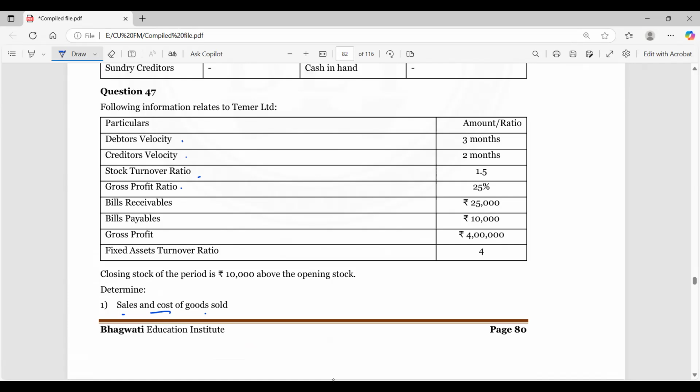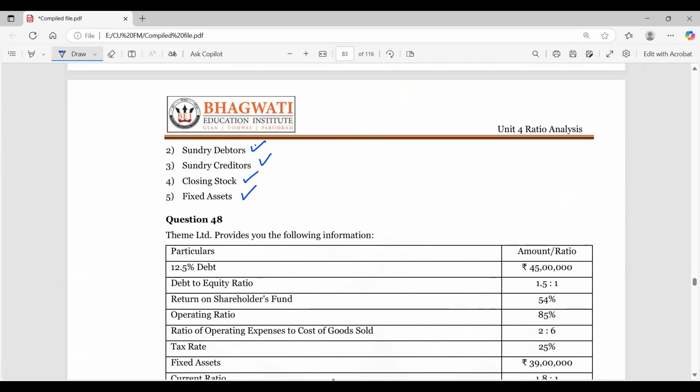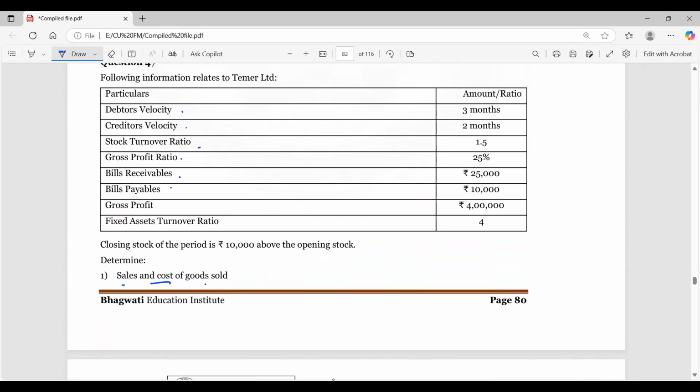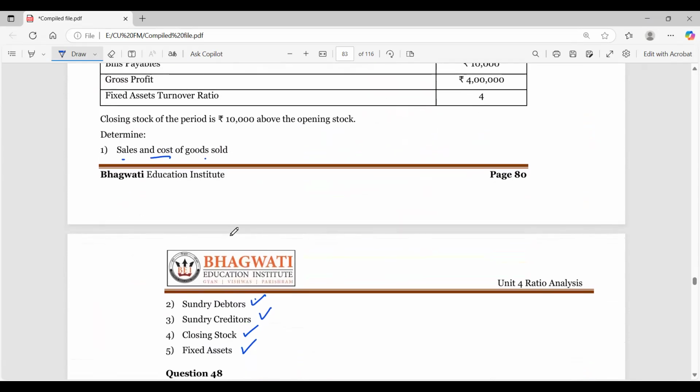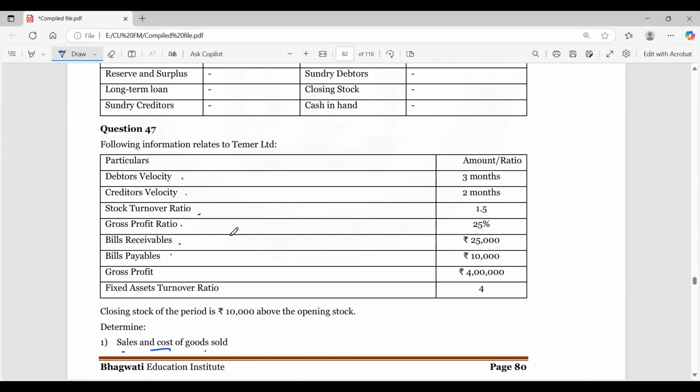and COGS. Bills receivable and bills payable will be used in sundry debtors and sundry creditors calculation, and fixed asset turnover can be used for calculating the amount of fixed assets. Clear? Now listen. What could be the starting point for this question?